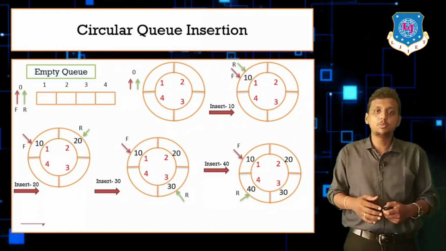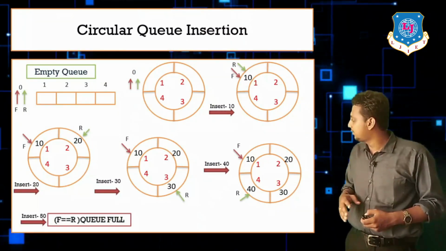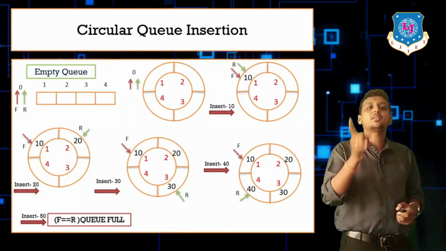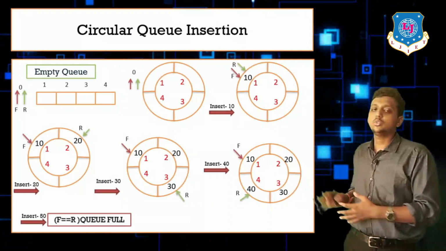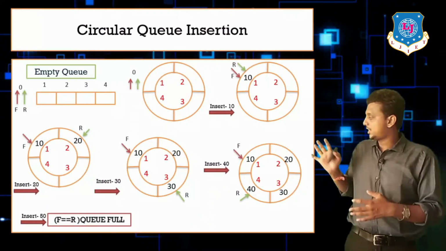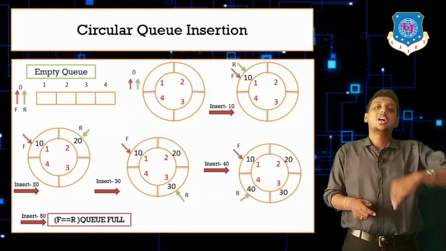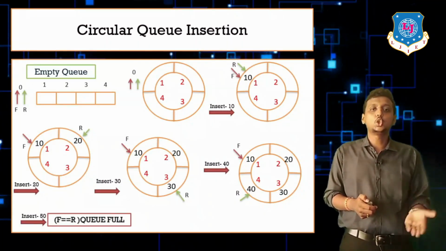What to do if the Q becomes overflow? Just write down return. You cannot insert 50 because F and R are both at the same position and the Q becomes full. This is how you can write the overflow in circular Q. So this is just an example of circular Q insertion. Now let's move towards the next algorithm, which is known as circular Q deletion.